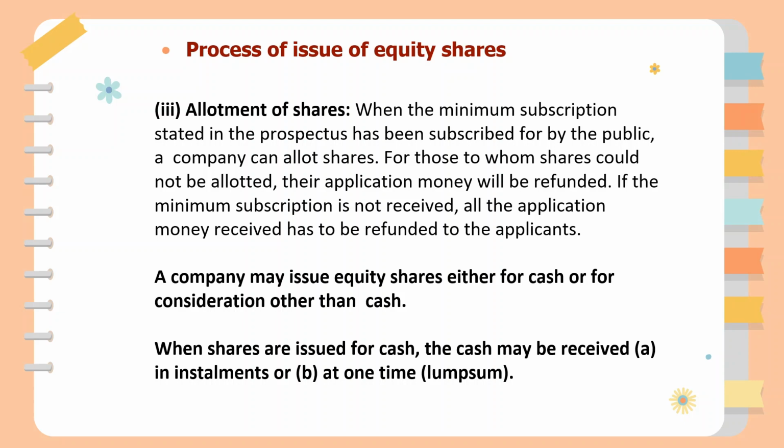The company may issue equity shares either for cash or for consideration other than cash. Even for kind also they can issue the equity shares. We are going to see both the types in our syllabus. And this issue of shares for cash has two types. The cash may be received in installments or at one time, a lump sum. These two also we have in our syllabus.